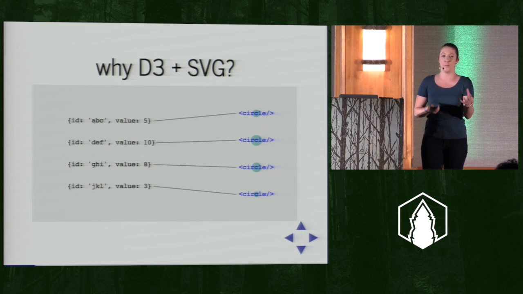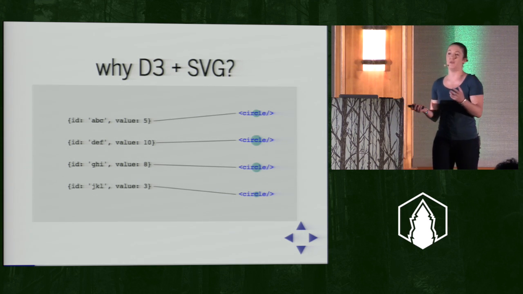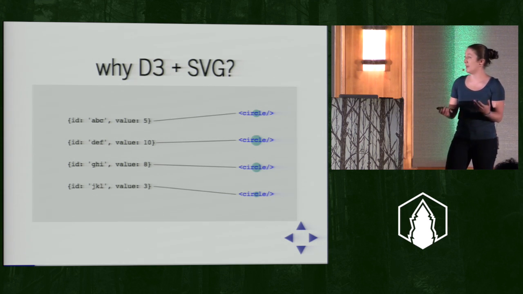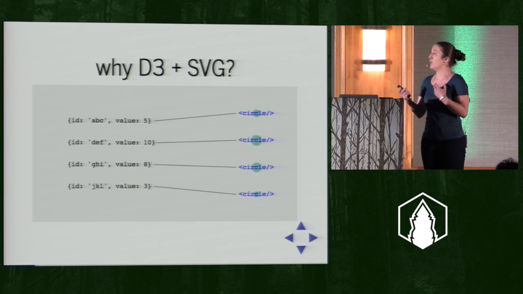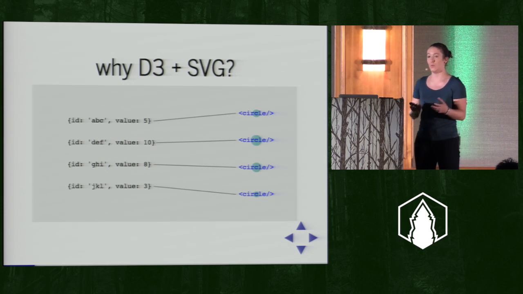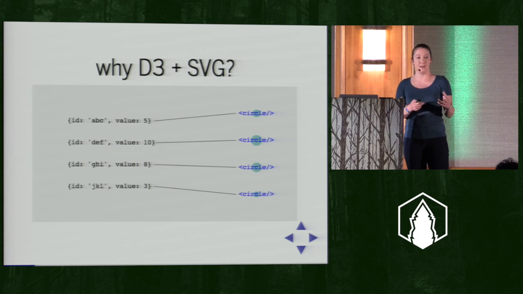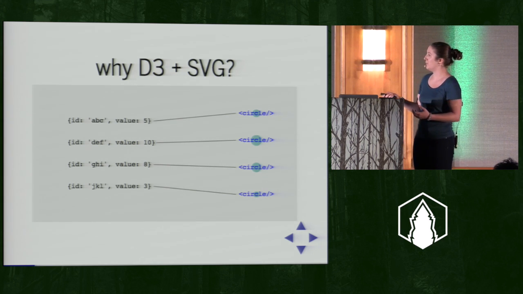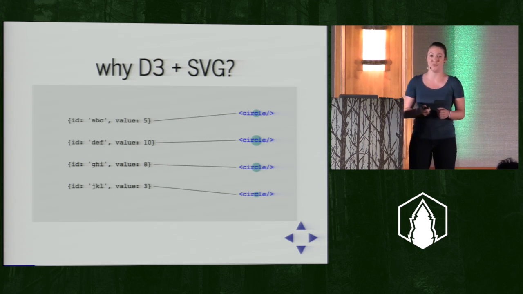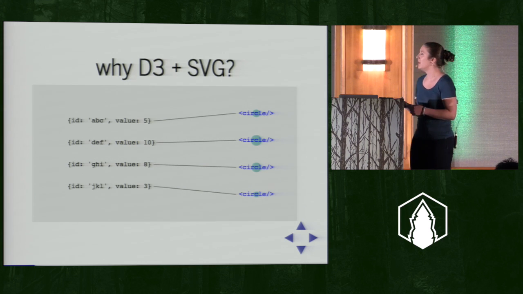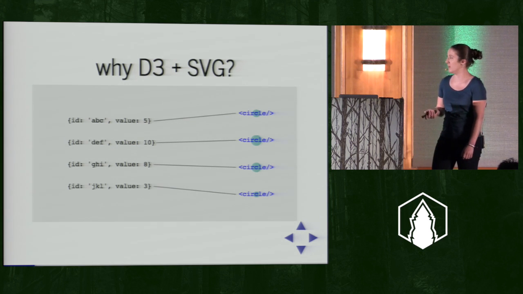So I say that D3 plus SVG is the most common tool set. And why is that? Well, it's because what D3 actually does is bind data. So we've got these little miniature JSON objects that I created, bound to elements in the DOM. Those are commonly SVG elements, like this circle element.